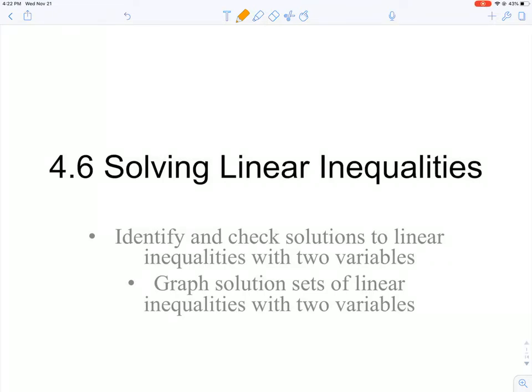In section 4.6, we're going to be looking at solving linear inequalities in two variables. Up to now, we've solved linear inequalities in one variable, and you represented those solution sets as the inequality, where the variable was by itself on one side, and also in interval notation and graphically.